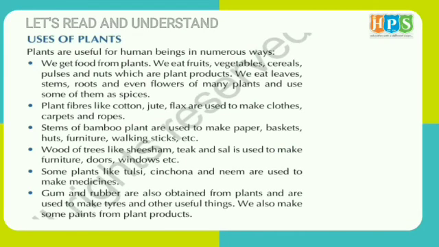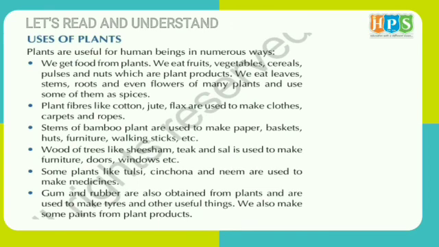Now we will read uses of plants. Plants are useful for human beings in numerous ways. We get fruit from plants. We eat fruits, vegetables, cereals, pulses and nuts, which are plant products. We eat leaves, stems, roots and even flowers of many plants and use some of them as spices. Plant fibers like cotton, jute, flax are used to make clothes, carpets and ropes. Stems of bamboo plant are used to make paper, baskets, huts, furniture, walking sticks, etc.